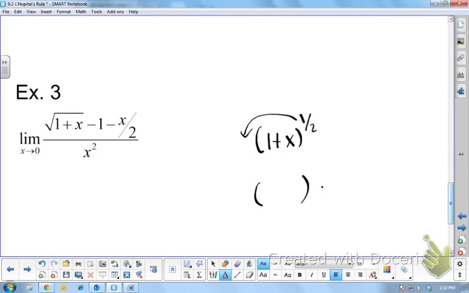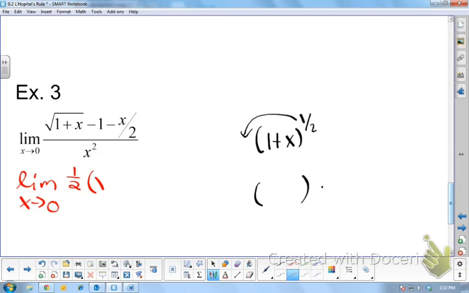Set of derivatives there now. It's 0 over 0. Okay. When we take our derivatives, you guys should have gotten 1/2 times x plus 1, or 1 plus x, minus 1/2, because that goes to 0, all over 2x. And what happens when we plug in 0? It's 0 over 0. 0 over 0 again.